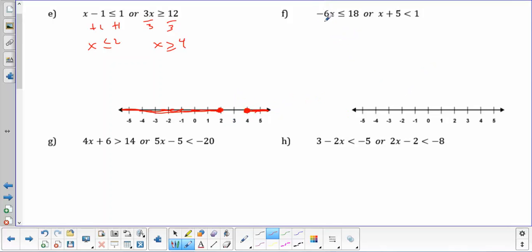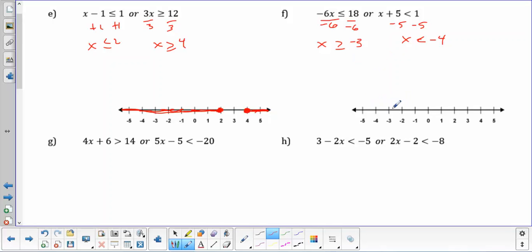-6x less than or equal to 18. Hopefully, you notice that you're dividing by a negative, so hopefully you're a step ahead of me and realize you're going to have to flip that sign. Over here, let's subtract the 5. Let's get x is less than negative 4. Okay, so once again, do one at a time.